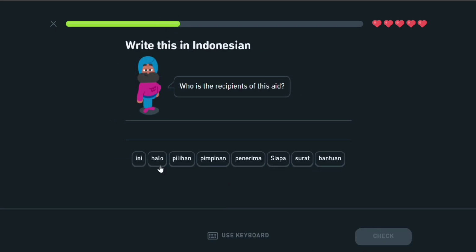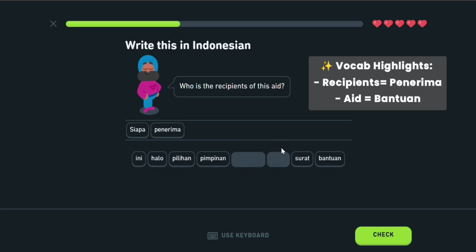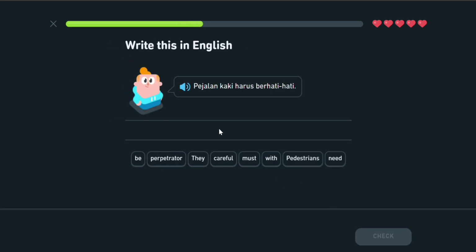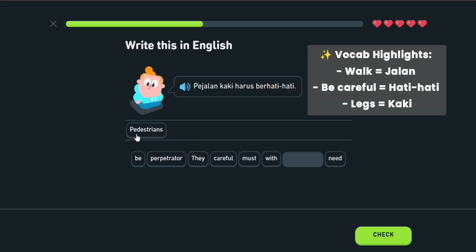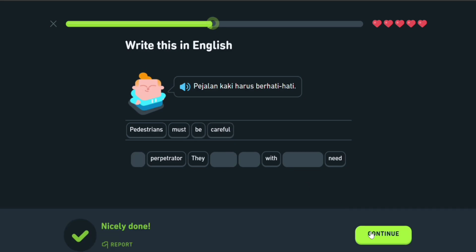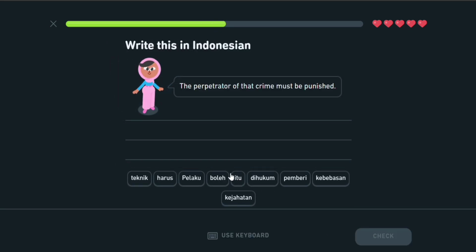Who is the recipient of this aid? Siapa penerima bantuan ini? Pejalan kaki harus berhati-hati. Okay. Next. So, pedestrians have to be careful. Pedestrians must be careful.